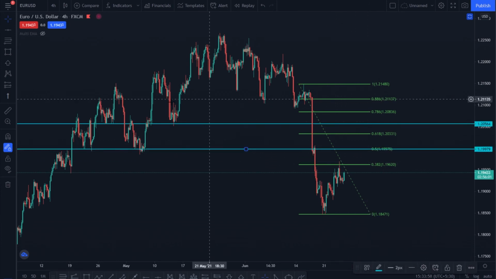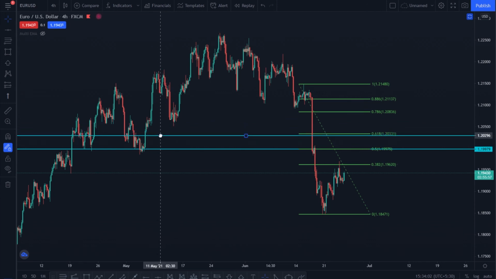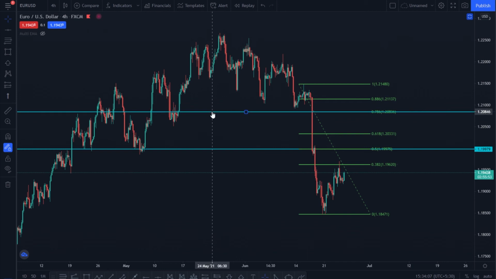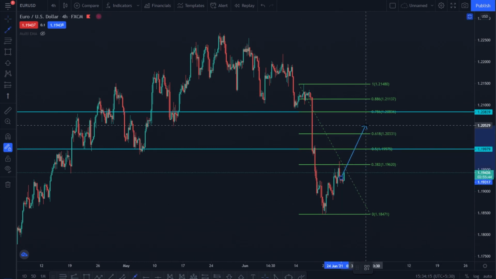Okay, and yeah, this one is not respecting the 618, I would say, but I can say 786 is a decent level for this. So let's say the market has just blown up after the 50%, there are good chances that it can go and test the 786, and yes, it can even turn around from 618.